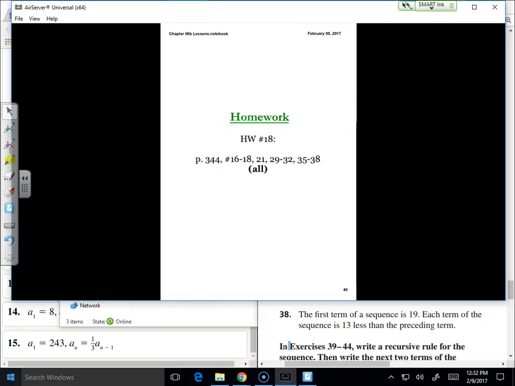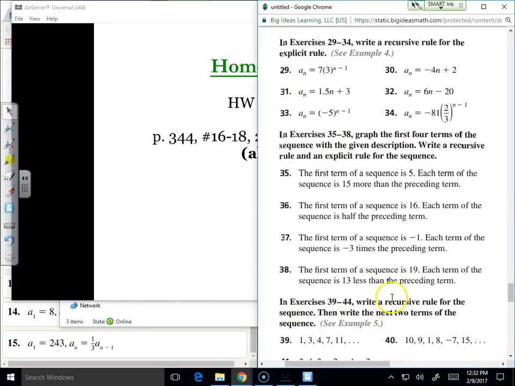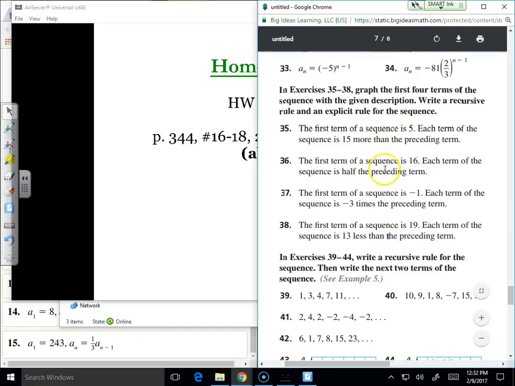What's the end of homework going to look like? A n equals. Oh, I was looking at the last few problems, 35 to 38. Oh, guys, look. It's the English like we did in class. Take the English, and what are we going to do? Plug it in and write a rule.